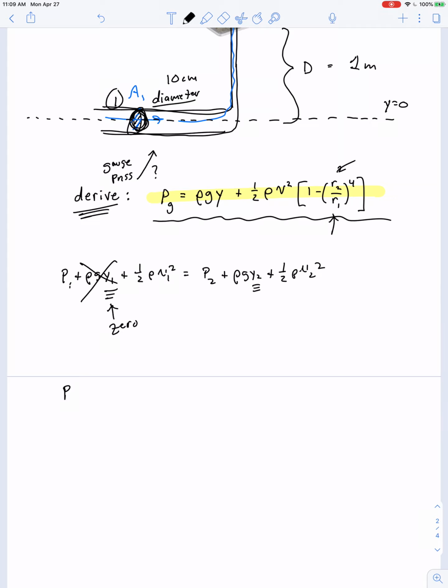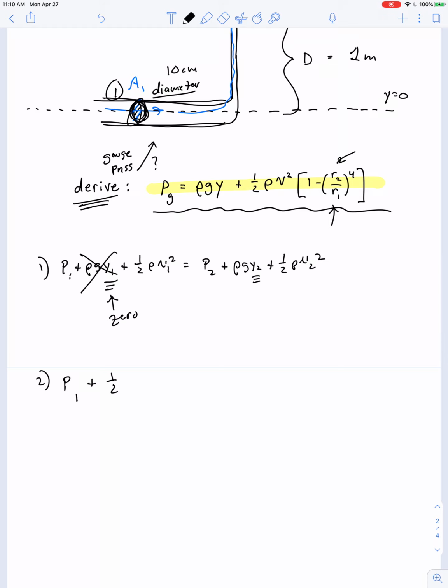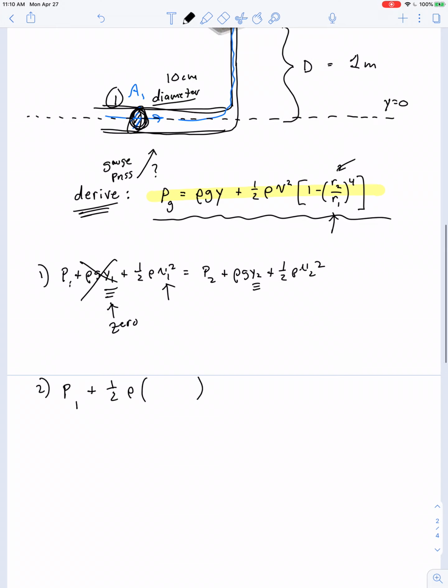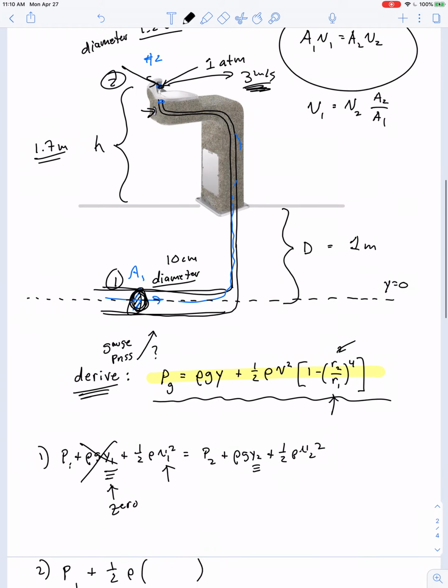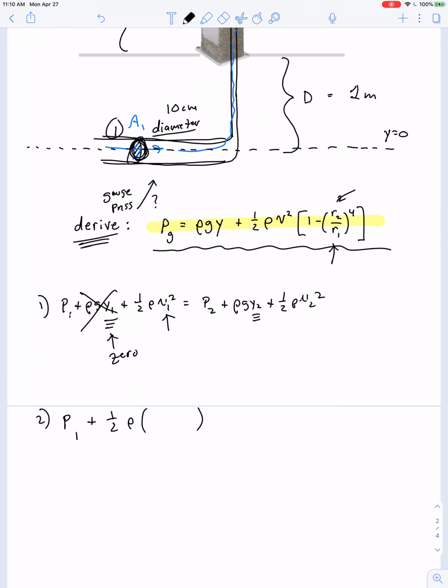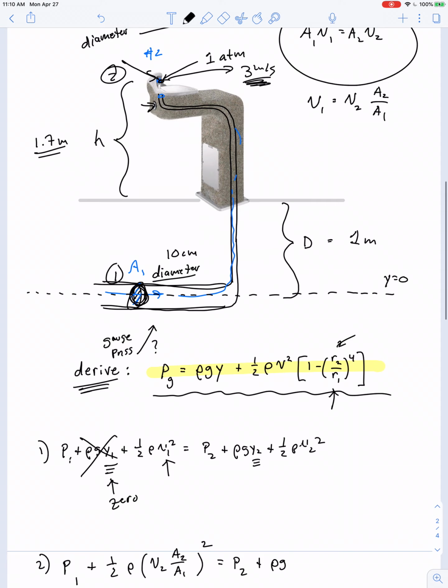So now we've got, in step number 2, P1 plus 1/2 rho. Now, I'm going to make a substitution for V1 based on the equation of continuity. V1 is equal to V2 times A2 over A1. So instead of V1 squared, we have V2 times A2 over A1, quantity squared. That's equal to pressure 2 plus rho g, so y number 2.